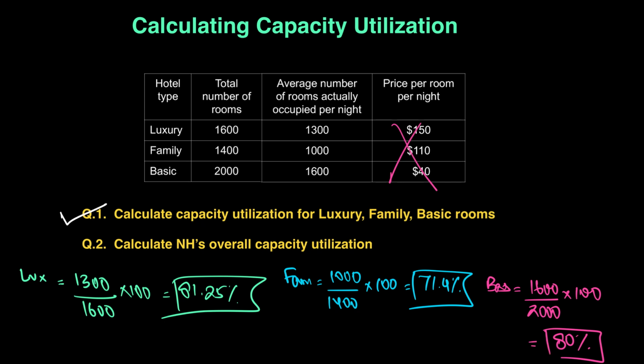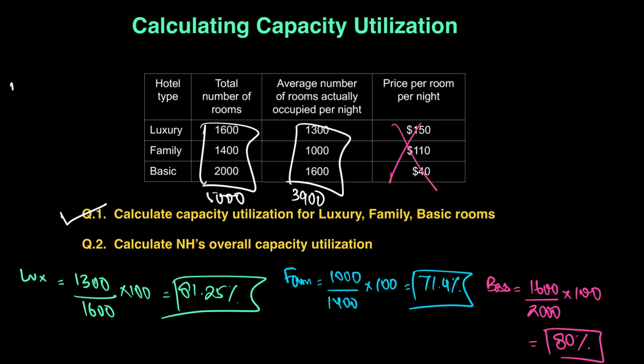The second part asks us to calculate NH, which is the name of the company that owns all of these hotels. NH overall capacity utilization. Now, all you've got to do at this point is add up all the actual number of rooms occupied, add up all the total number of rooms that they had, and then apply the same formula of capacity utilization. If I could just do this calculation here towards the left, I can deduce that the total number here is 3900, and the total number here is 5000.